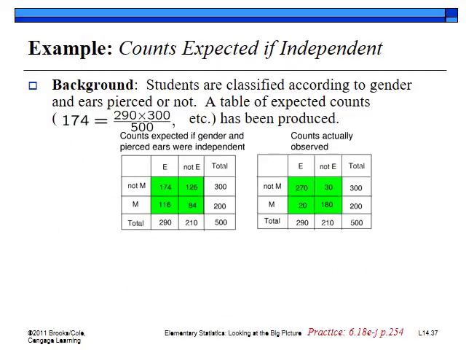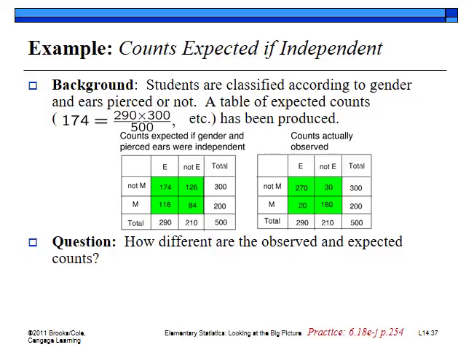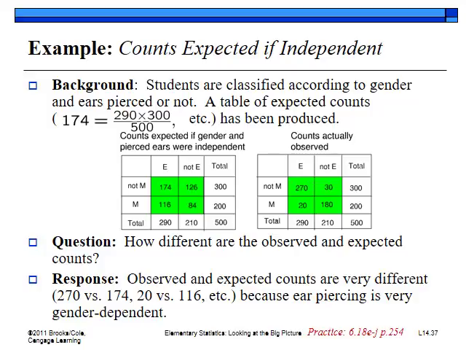Here's an example. Here we see the two-way table for gender and ear piercings again. On the right, we see the actual one that we've been working with. On the left, we see the table of expected counts. How different are these? Well, we see big differences, especially if you look in the male row for pierced. 116 versus 20, there's a big difference.